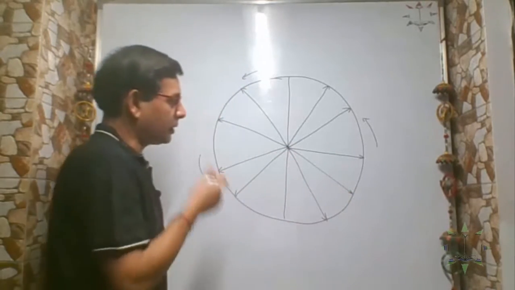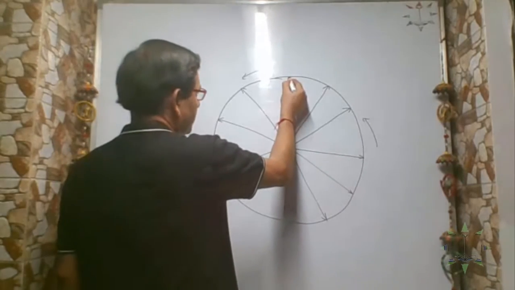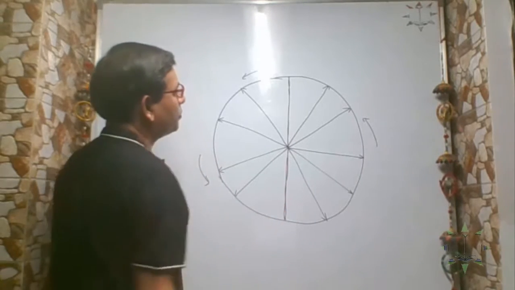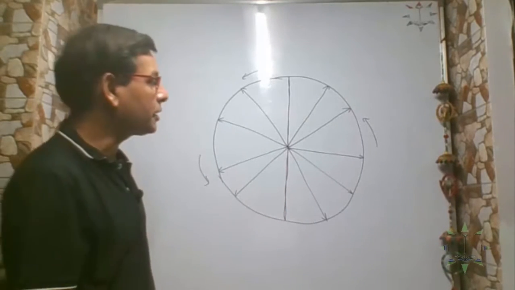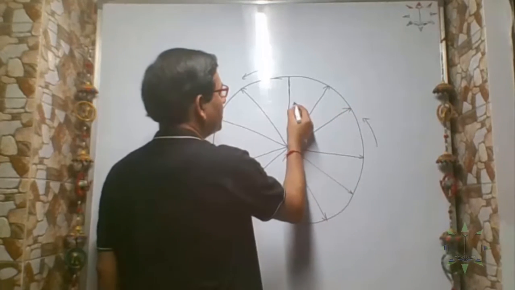Then what is simple harmonic motion? Suppose this is the diameter. This is the diameter of this circle. Okay. Now if you drop a perpendicular from the tip of the radius vector, what is this? This is the tip of the radius vector. You drop a perpendicular here.